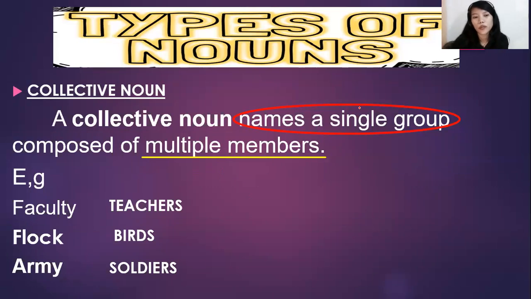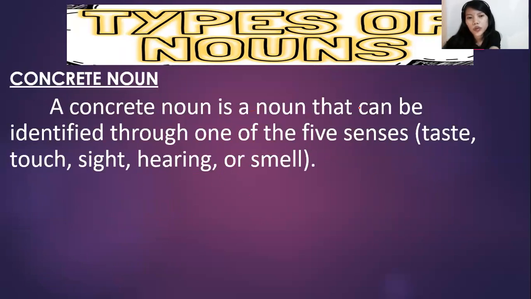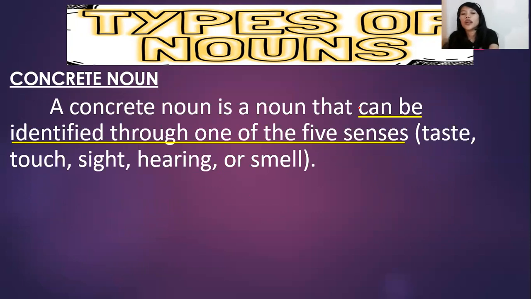Okay, next we move on to concrete noun. Now, what is concrete noun? A concrete noun is a noun that can be identified through one of your 5 senses: sense of taste, touch, sight, hearing, or smell. So when we say concrete noun, these are nouns that we can see, we can touch, we can hear, we can smell, and we can taste.